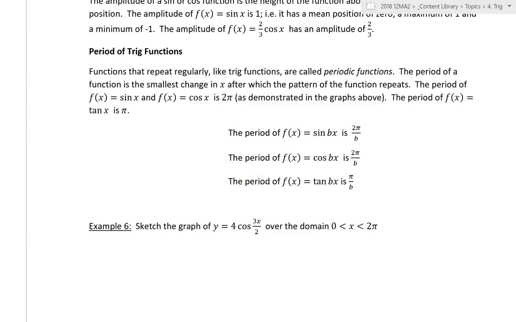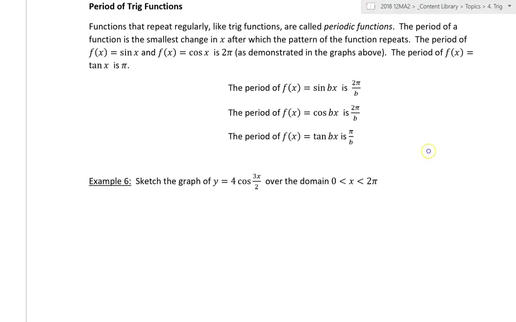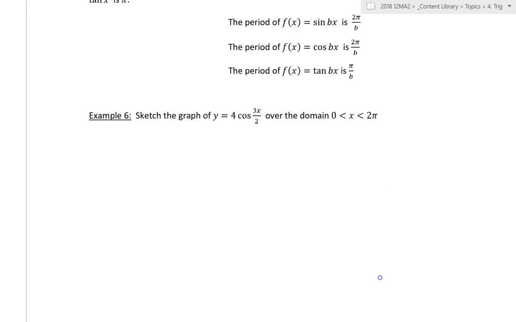Now let's apply some of these little understandings to this sketch. This is going to be it for this video. Sketch the graph of y equals 4 cos 3x over 2, with the domain from 0 to 2 pi. First of all, I have an amplitude of 4, so it's going to go up to 4 and down to negative 4.